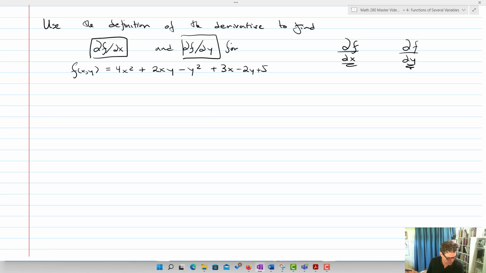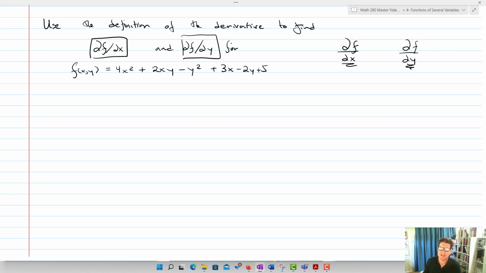Now, if you're in my class, I'm not really going to have you use this definition of the derivative in order to find these partials. What I'm really chiefly interested in is demonstrating what it looks like to treat one of the variables as if it's constant, and then what the effect of that is when we take the partial derivative.